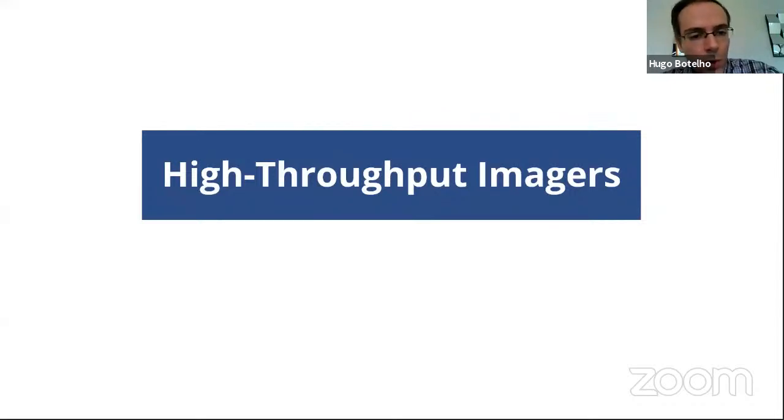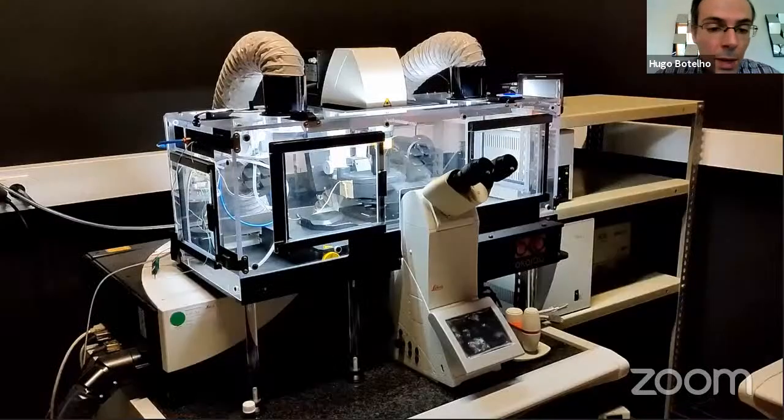So which microscopes can be used for high-throughput applications? There is actually a large set of equipment which can perform high-throughput imaging, and it could be as simple as a conventional microscope which has full automation of all of its optical components, and also the possibility of its optical configuration being controlled by the computer.